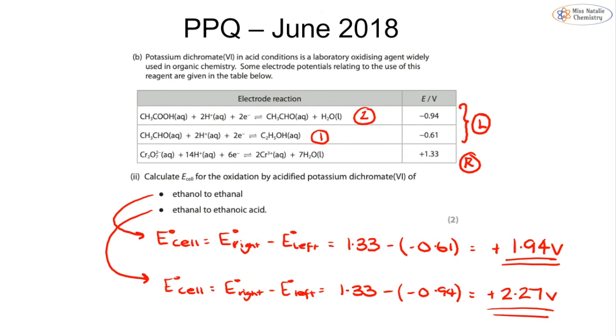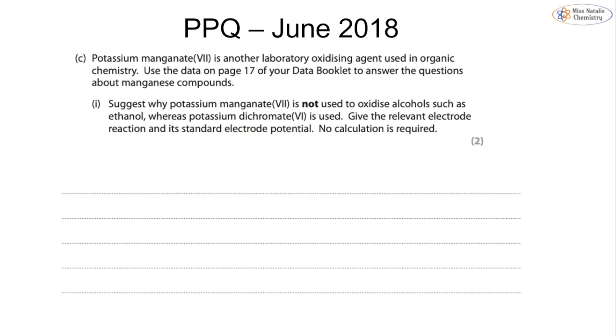Both of them being positive values, we know then that both of them are feasible because of that positive EMF of the cell, and that makes sense because we know that this reaction happens. We've seen it back in topic 15. So again, we're backing up something that we already know.